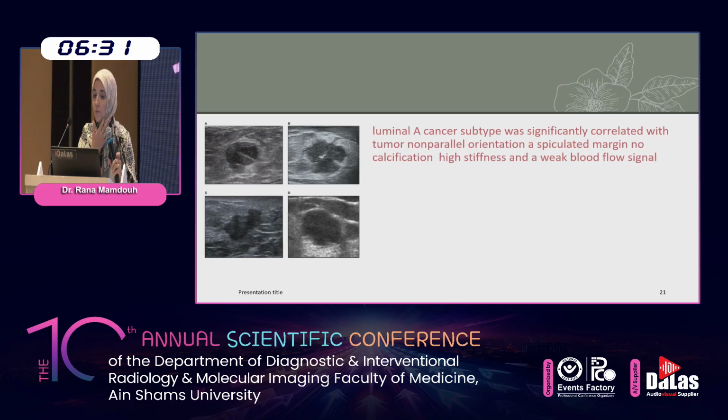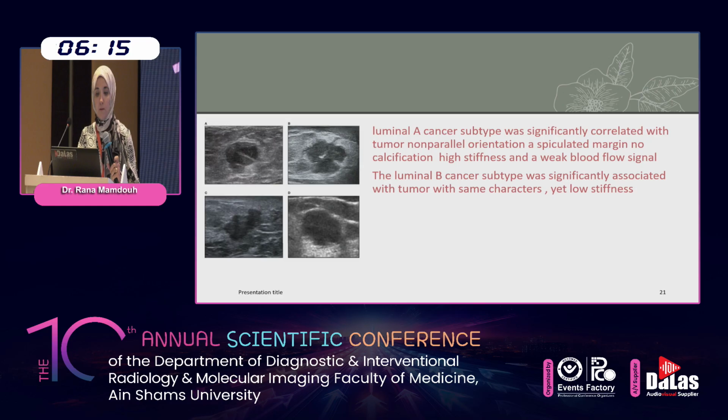This is an example of different subtypes with ultrasound. A is a luminal A cancer subtype, significantly correlated with non-parallel orientation, spiculated margin, no calcification, and high stiffness with weak blood flow intensity. Luminal B is associated with the same characteristics, but with low stiffness because of more necrosis.